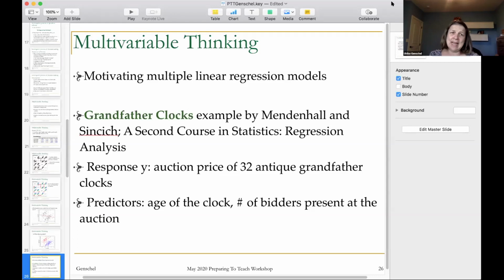And there's a really neat example that was provided by Mendenhall and Sincich in their book, a second course in statistics, regression analysis. And I just love this example for being real data and how it actually worked out in terms of the gain you get by including a second variable. So the data are on the auction price of 32 antique grandfather clocks. And the auction price is the response. And then for each of these grandfather clocks, they had information on the age of the clock and the number of bidders that were present at the auction.